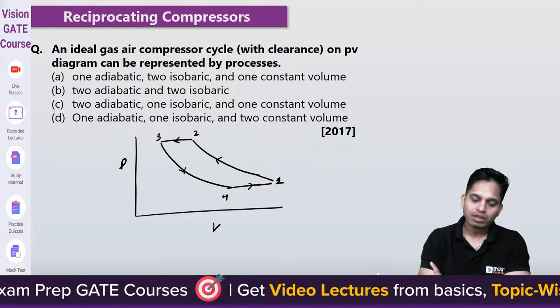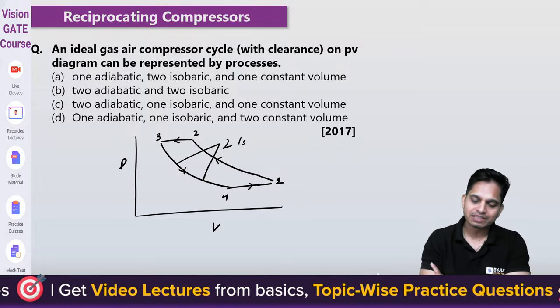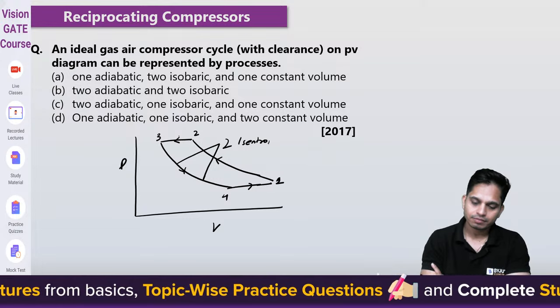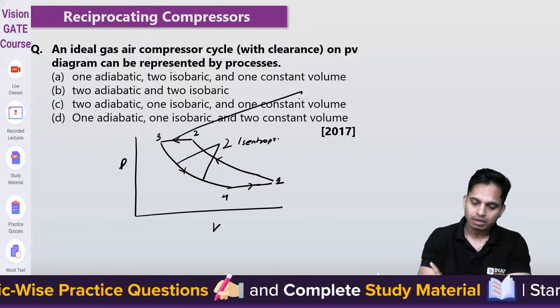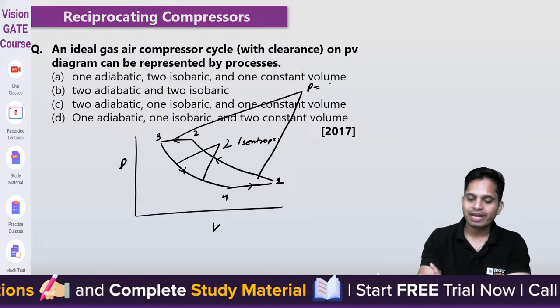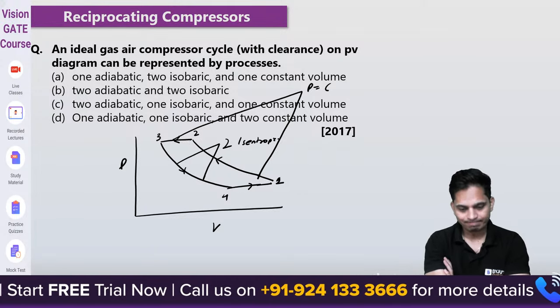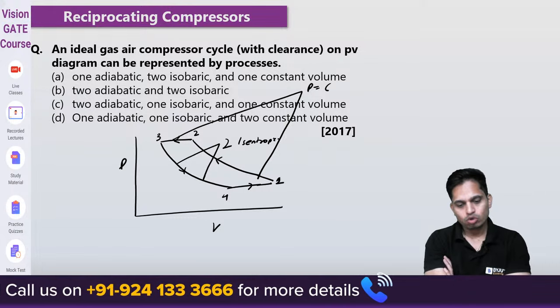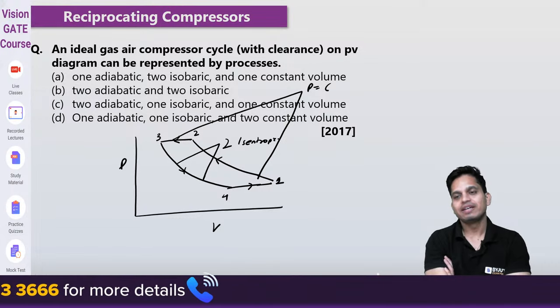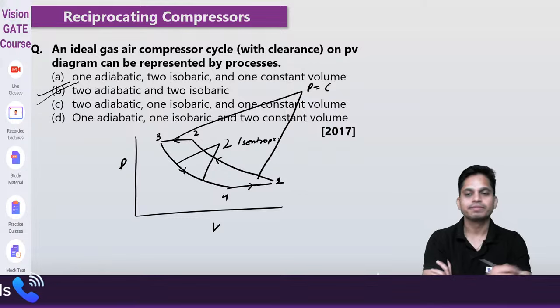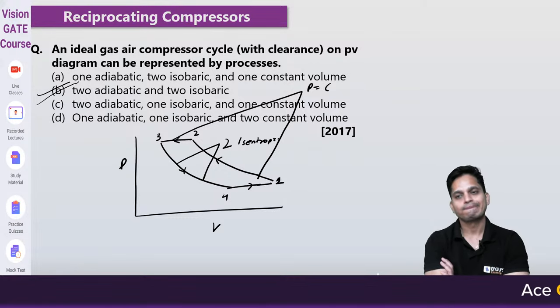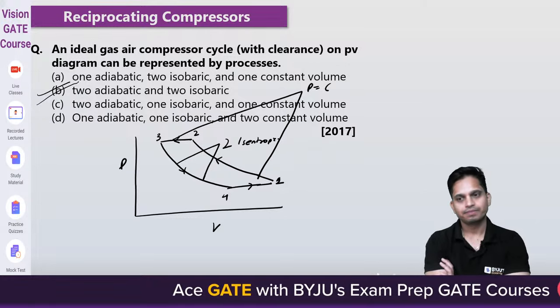So we have two isentropic processes and two constant pressure processes. So what is the answer? Two adiabatic and two isobaric. B is the answer. Yes or no? Yes.